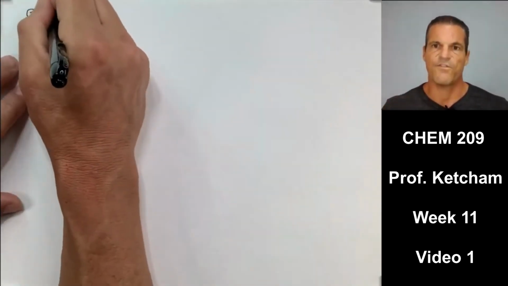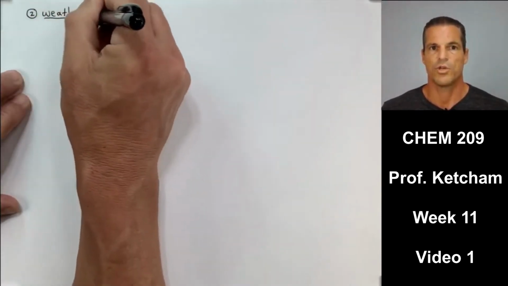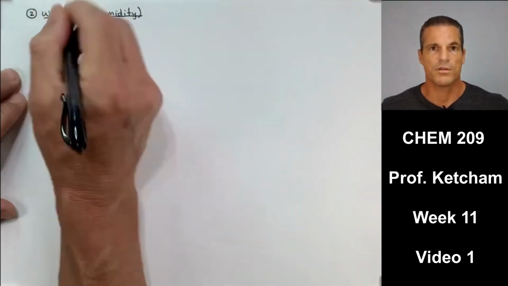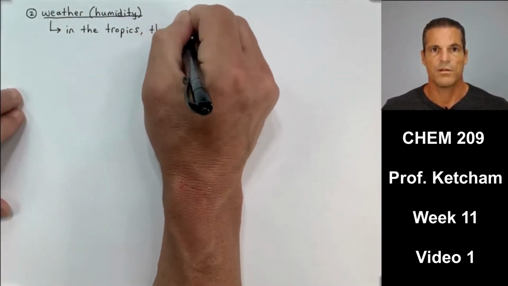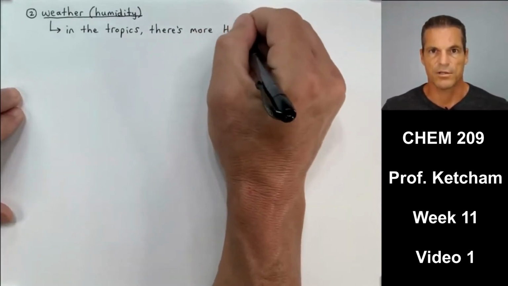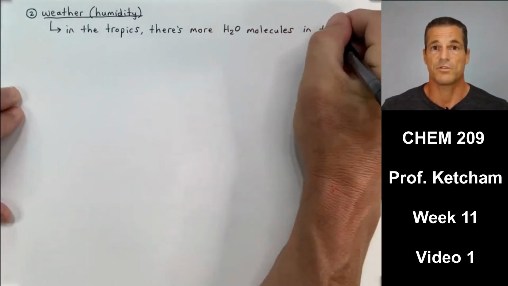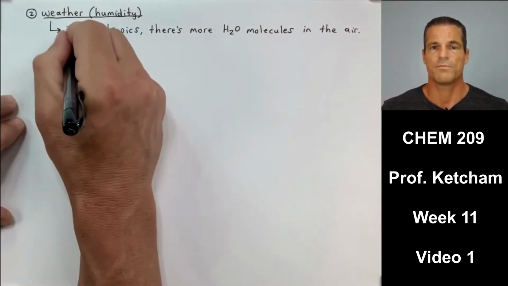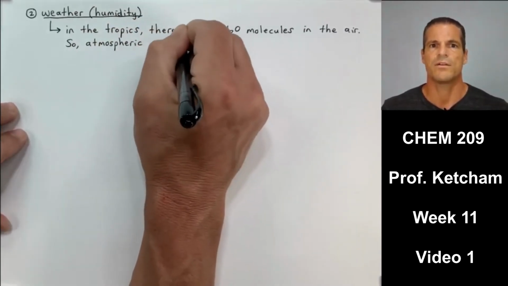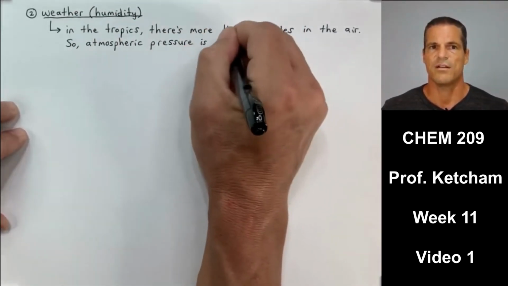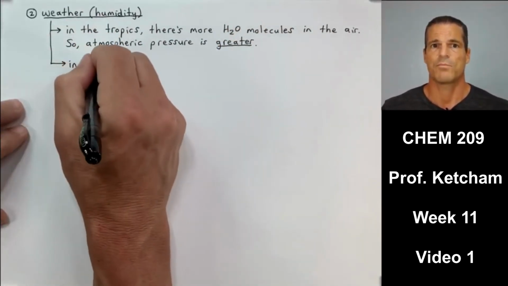Okay, the second factor affecting atmospheric pressure is the weather, humidity. How many water molecules are in the atmosphere? The more molecules you have in the atmosphere, the greater the atmospheric pressure. So in the tropics, there are more water molecules in the air, right? It's very humid in the tropics. Around the equator, there are more water molecules in the air, so the atmosphere weighs more and the atmospheric pressure is greater.